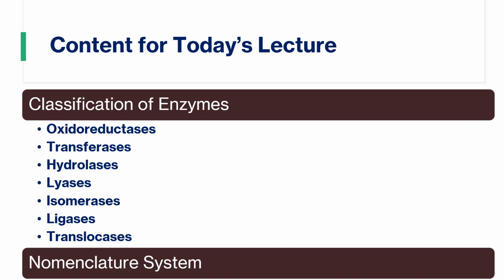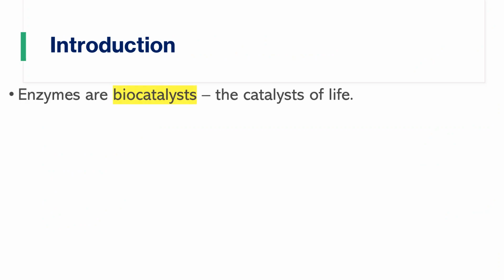So in today's lecture we are going to see all the 7 classes of enzymes: oxidoreductase, transferase, hydrolase, lyase, isomerase, ligase, and translocase. And then we will see the nomenclature of all these 7 classes. But before going to the classifications, we will see the basics of the enzymes.